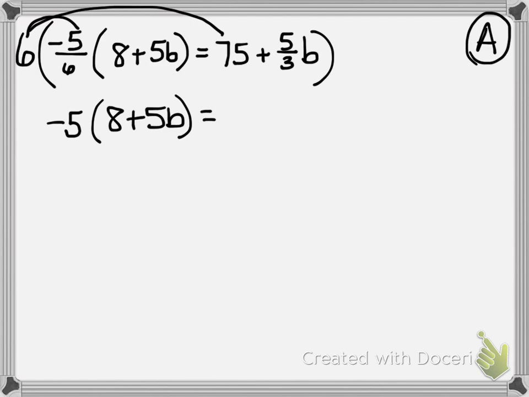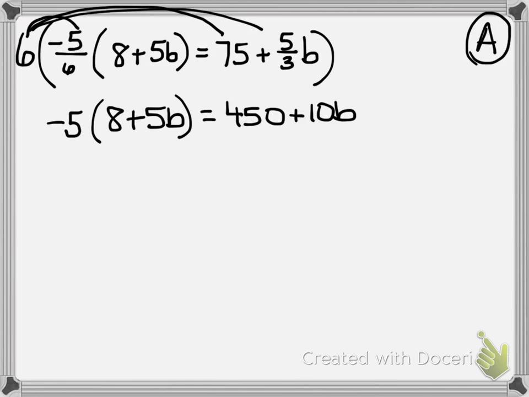So then we distribute the 6 to the 75, which makes a nice big 450. And then again distribute here: 6 times the numerator 5 makes 30. 30 divided by 3 should leave me with a positive 10b. So notice all of the fractions are gone.